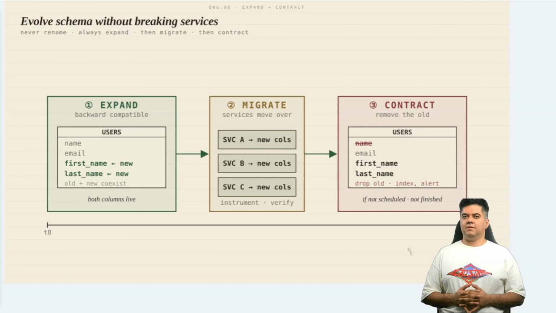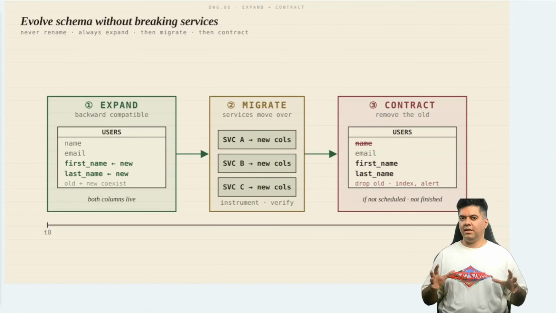The expand phase is backward compatible. You add new columns, new tables, new indexes. You never remove or rename anything yet. New code writes to the new columns. Old code keeps reading and writing the old columns. Both coexist and there's no breakage. Then all the services migrate to using the new schema. Once you're confident nothing is reading the old columns anymore, you've instrumented this, you're sure, you enter the contract phase. You remove the old columns, the old tables, the old indexes, and you clean up.